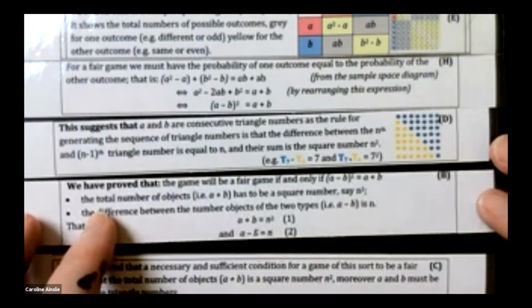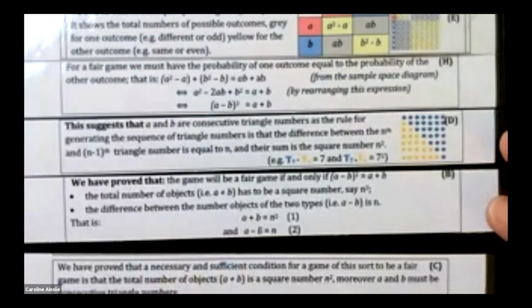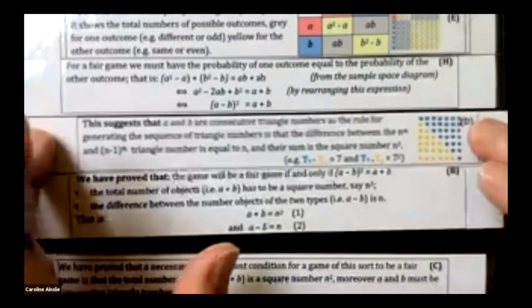I think it's the we have proved that, the B one next, Caroline. Because we now have proved that it will be a fair game if and only if. So this suggests comes out. So we think this comes in there. Yes, but keep that handy because we're going to need it soon.